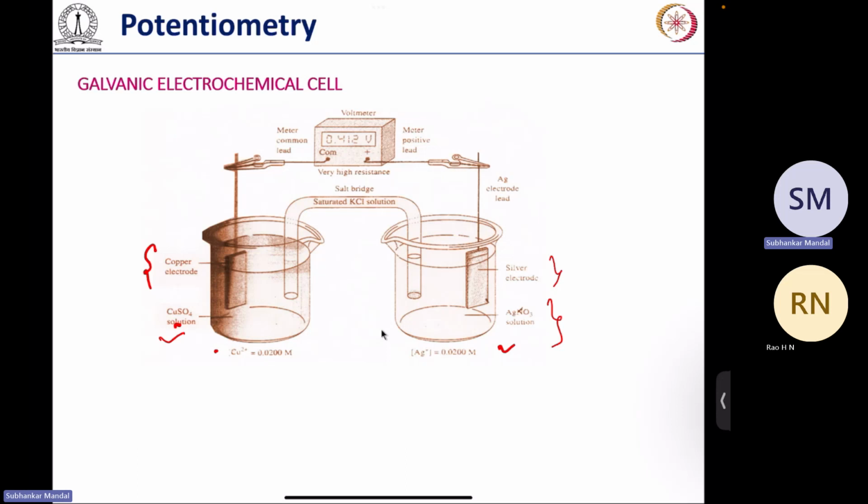Okay, so I will tell these things, cathode, anode, all these things will come. I am not going to that part now. Slowly we can go to that part.